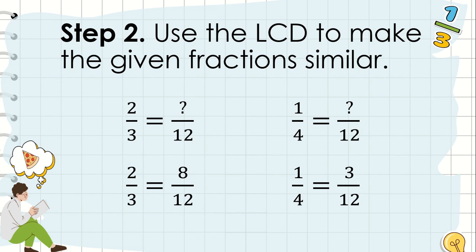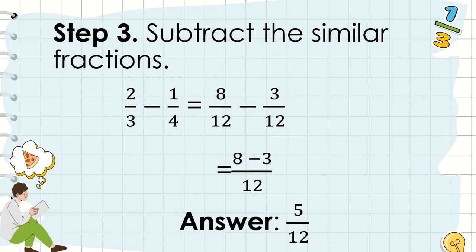2/3 is equal to 8/12 and 1/4 is equal to 3/12. Step 3. Subtract the similar fractions. 2/3 minus 1/4 is equal to 8/12 minus 3/12 is equal to 8 minus 3 over 12. So the answer is 5/12.